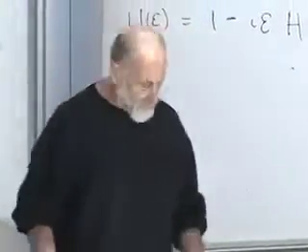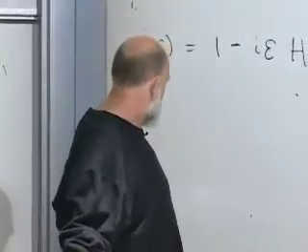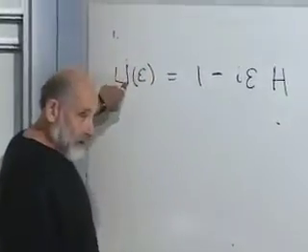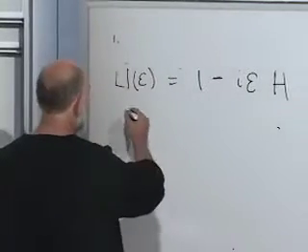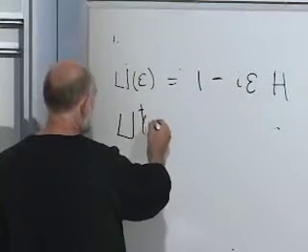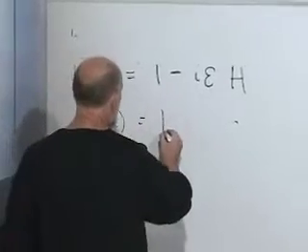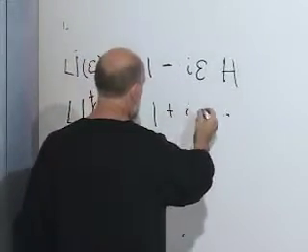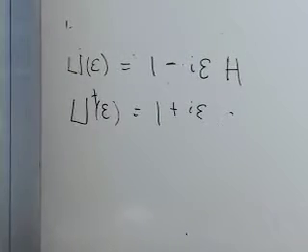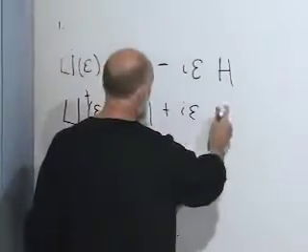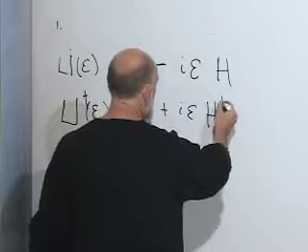So let's see what the condition on H is for U to be unitary. Let's write it down. U dagger U. Oh, what is U dagger? U dagger of epsilon is equal to 1 plus I epsilon. Remember, we have to complex conjugate everything when we take the Hermitian conjugate. And then we have to write the Hermitian conjugate of H.